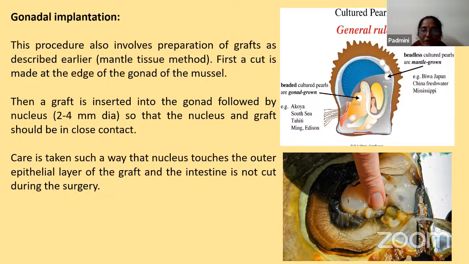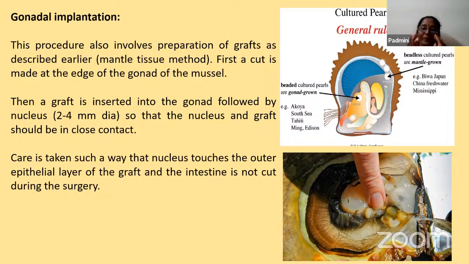So that is the nucleus that is being harvested after being grafted. Care is taken so that the nucleus touches the outer epithelial layer of the graft, and the intestine is not cut during the surgery. So you have to be very sure the nucleus touches the outer epithelial layer.